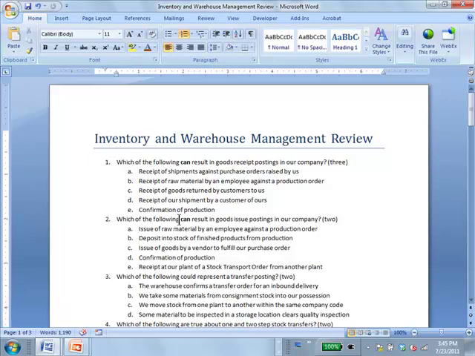Two, which of the following can result in goods issue postings in our company? Okay, I had A, D. But how can a confirmation of production confirm a single issue? Backflush. Okay, so yes, A, issue of raw material by an employee against a production order. You will issue raw material to the employee, so that will reduce your stock.